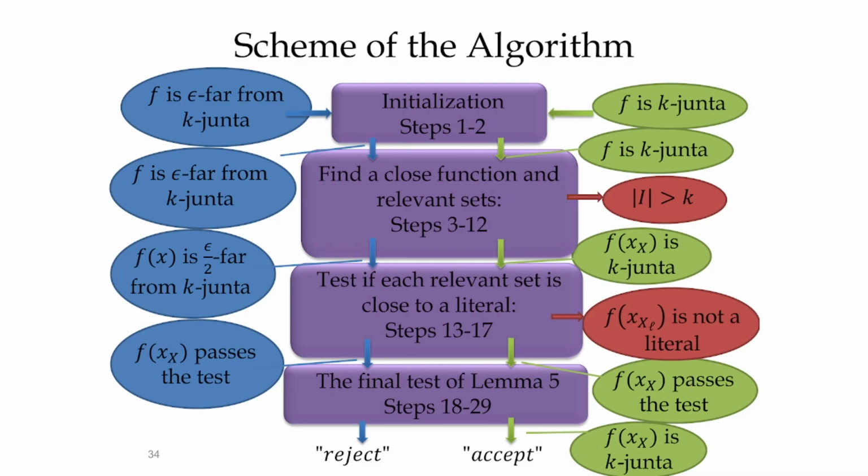Okay, let's go over the scheme one more time. In the first part, we have a function as input. It could be either k-junta or epsilon far from k-junta. In this part, we divide into sets. In the second part, we look for the relevant sets. In the third part, we perform tests on every set. And in the final part, we perform a final test to see if f is k-junta or not with high probability.